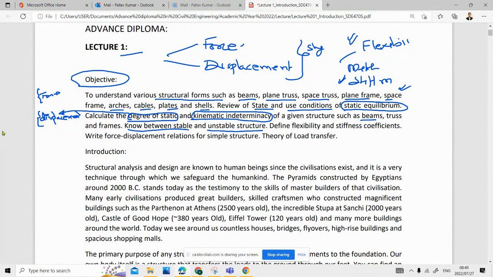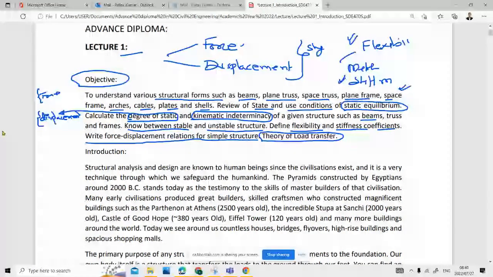And that's what structural engineers generally do, right? Further, that is what I'm saying. Once you define all these, we will see what flexibility and stiffness coefficients are. And we will also see force-displacement relations for simple structures. And you're already aware of how the load transfers from one element to another in the structure. So this is what we are going to learn in this particular topic, right?